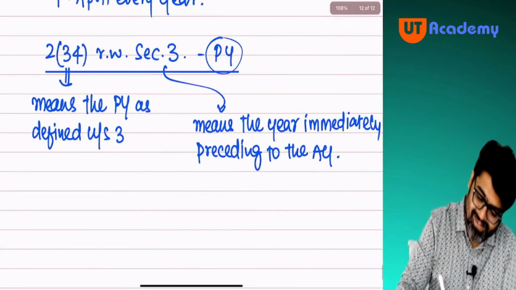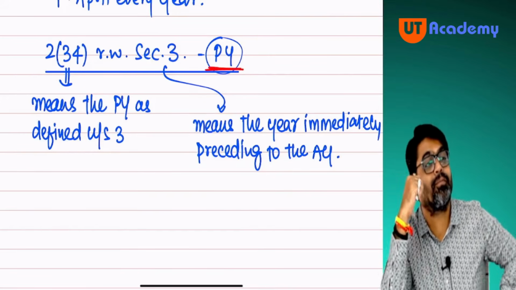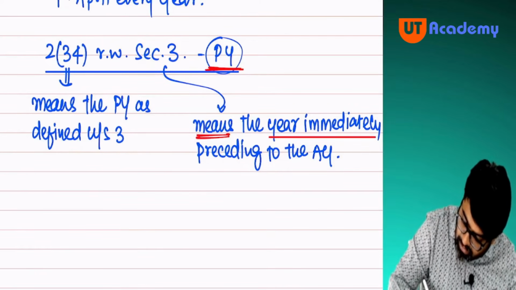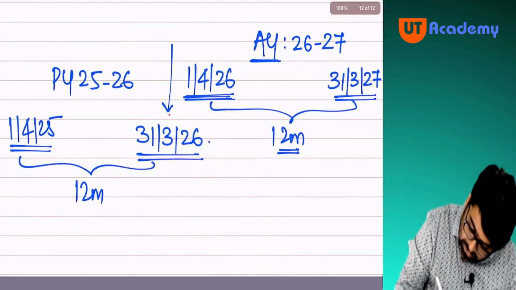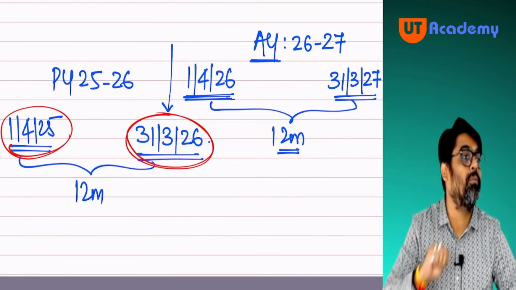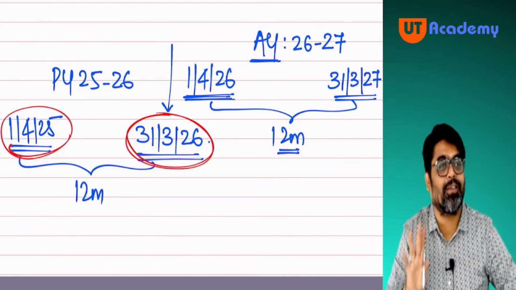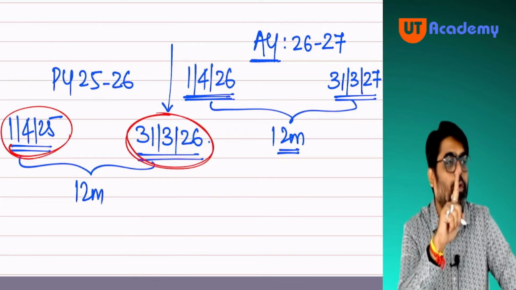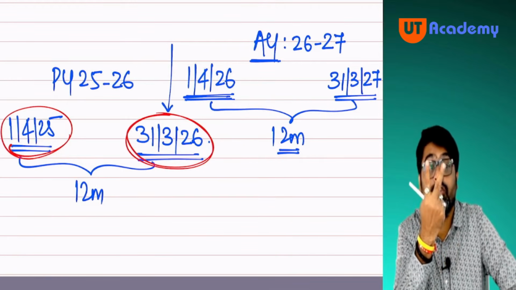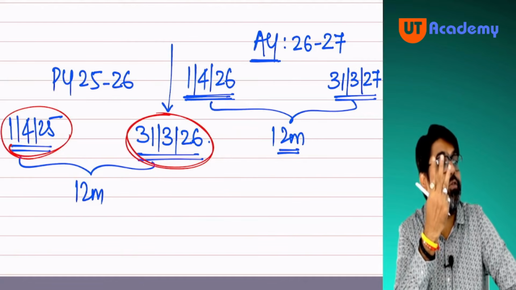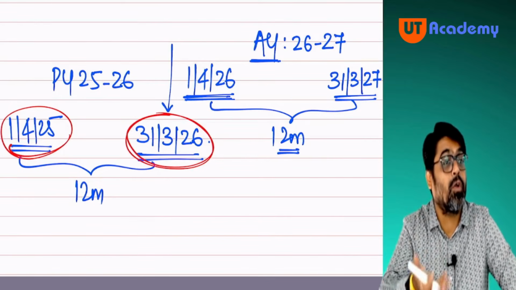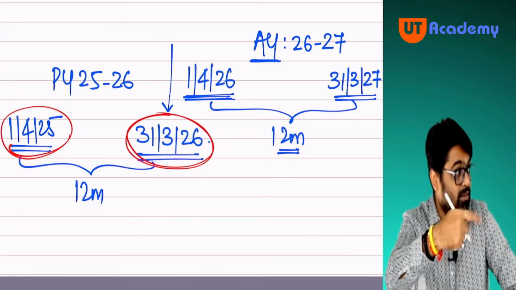Because nowhere is it written that previous year is always a period of 12 months. See the definition. Previous year means the year which is immediately preceding the assessment year, meaning that it has to end on 31st March, and normally it will start from 1st April, but it is not necessary that it always starts from 1st April. There are 3 exceptions. In case of new business coming into existence for the first time, new profession, or new source of income coming into existence for the first time, its previous year will start from the date on which it comes into existence. The first previous year will start from that day.